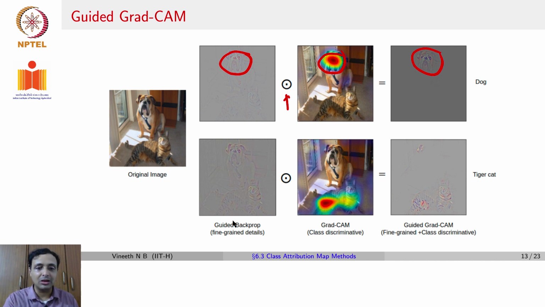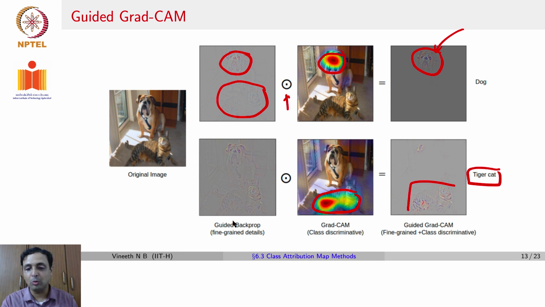So if you only used that, you would also have other kinds of pixels which are active, as you can see here. But by combining it with Grad-CAM, we get a more localized understanding of what the CNN was looking at while calling it a dog. And now you see why the model called it a tiger cat, because you take the Grad-CAM saliency map and combine it with guided backprop's output again, and you actually get this kind of output which shows the striations on the body of the cat, which explains why it was a tiger cat.